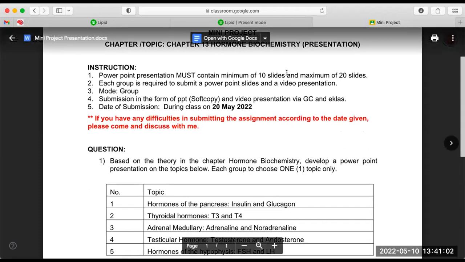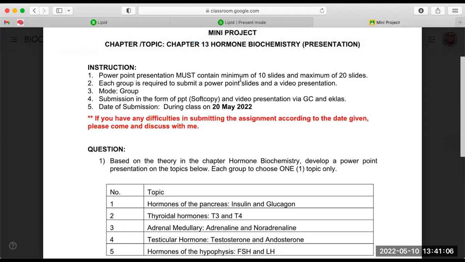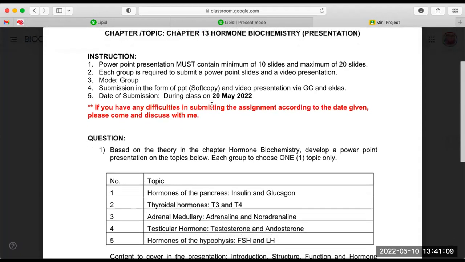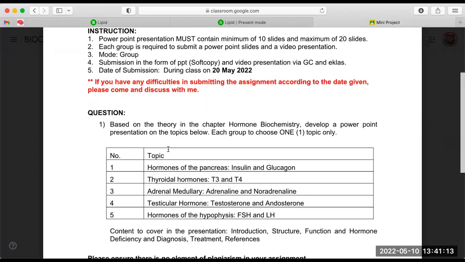So the minimum would be 10 slides. I will go through with you. And then you need to record your presentation. You can do a Zoom like this and record your presentation among your groupmates. Okay. Deadline is next Friday.